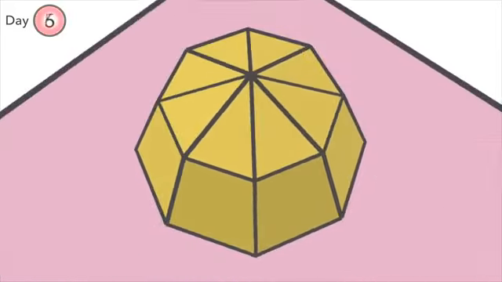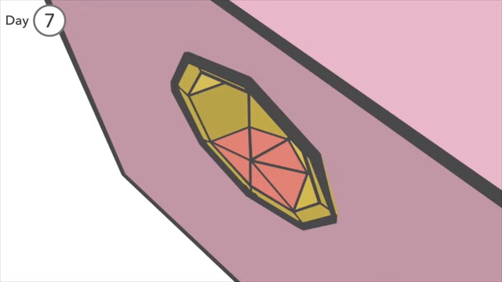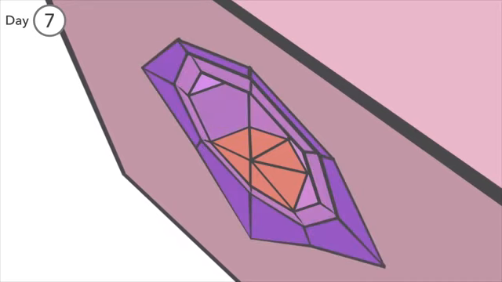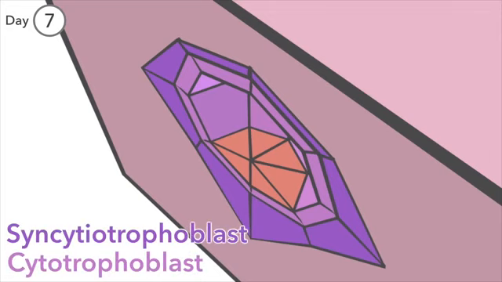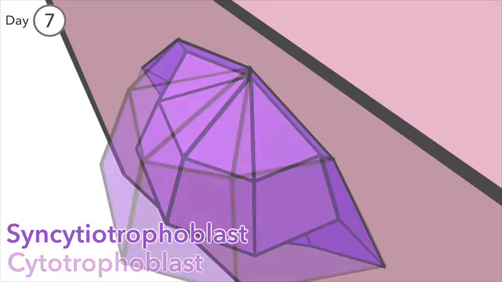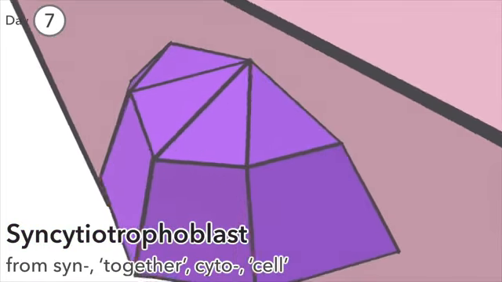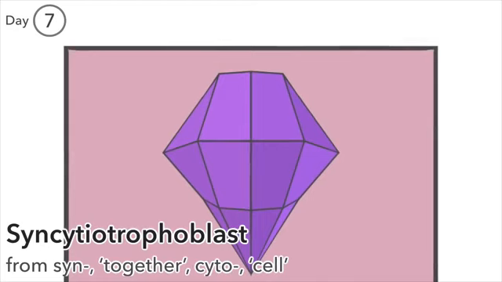Day 6. Trophoblast cells break down barriers in the uterine epithelium, allowing entry of the blastocyst. Day 7. Meanwhile, the trophoblast begins to transform into 2 separate parts: cytotrophoblast on the inside, syncytiotrophoblast on the outside. The latter is one cell with many nuclei. Syncytiotrophoblast is appropriate as a name because it is not many separate cells, it is one together cell.